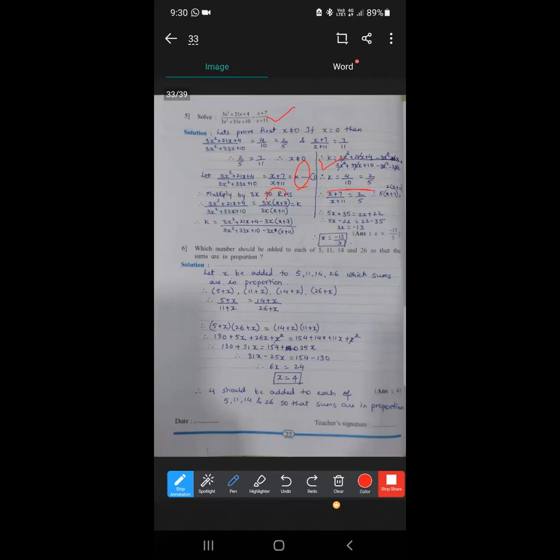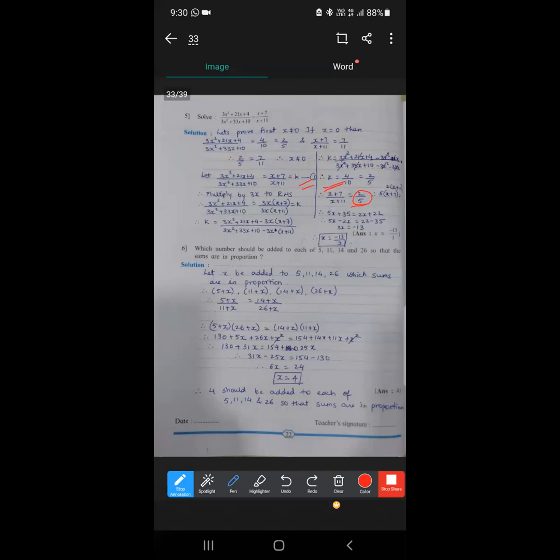So the value of the constant k is nothing but 2 upon 5. Now this value of the constant we will substitute in equation 1 which we have taken. So (x plus 7) upon (x plus 11) is equal to 2 upon 5, which is the value of k that we have got. Here, simple cross multiplication: 5 into x is 5x, plus 5 into 7 is 35, is equal to 2 into x is 2x, plus 2 into 11 is 22.